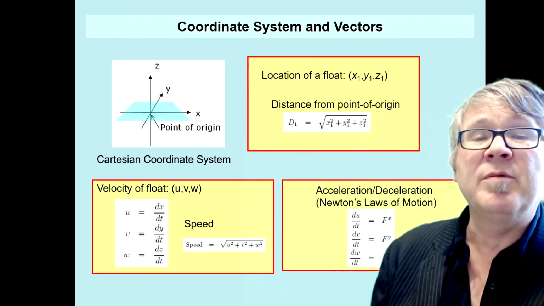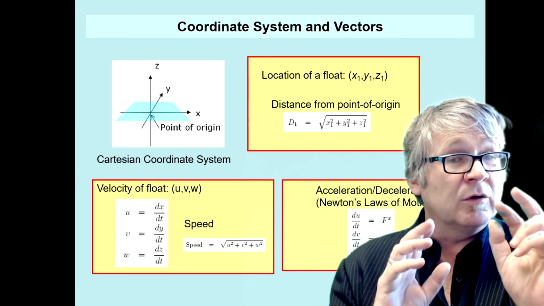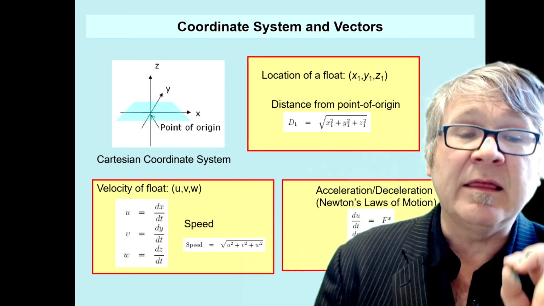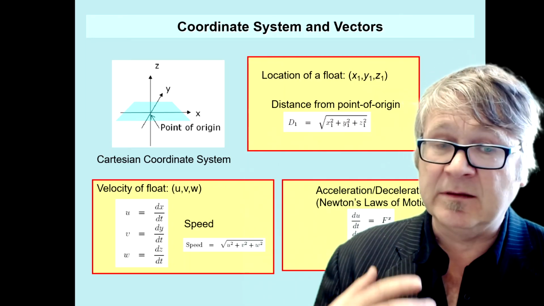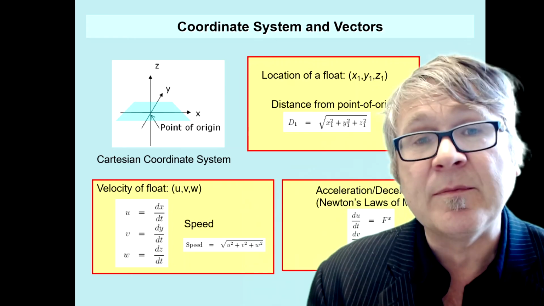These three components are the components of a vector. So location is a vector, velocity is a vector, and force is a vector. This is how we can express these forces. We can actually split it up into three equations.